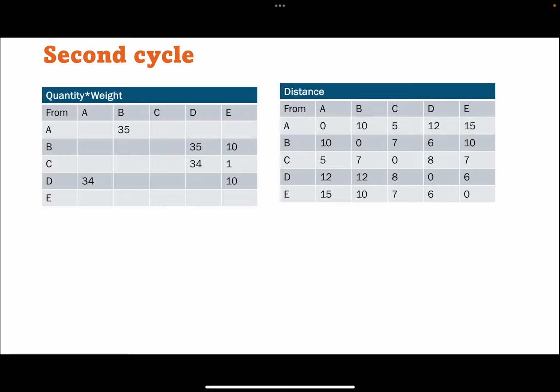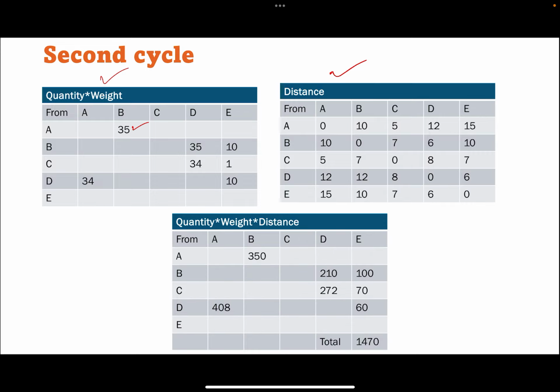So we have found the quantity into weight and also the distance. Now we will calculate quantity into weight into distance. That means we will multiply the corresponding values in the table. So you will get 350, 210, 100, etc. And if you sum all these up, you will get 1470.